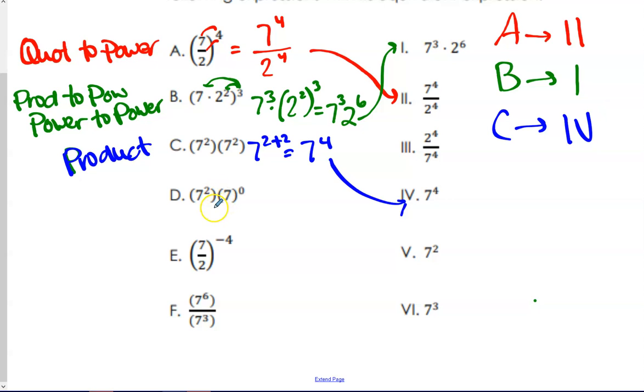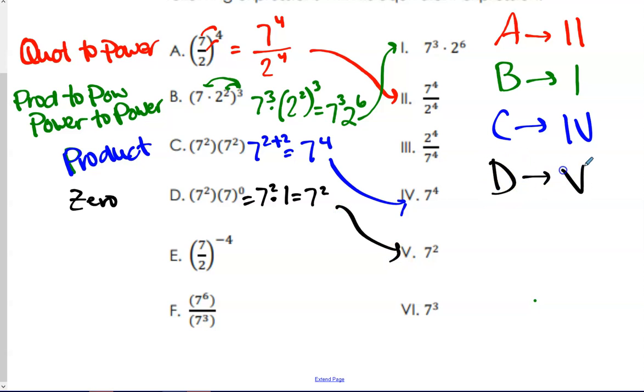Part D, I see the 0 exponent. This is going to be our 0 property. Anything to the power of 0 simplifies to the number 1. So 7 squared times 1 is just 7 squared. So D is going to match with Roman numeral 5.